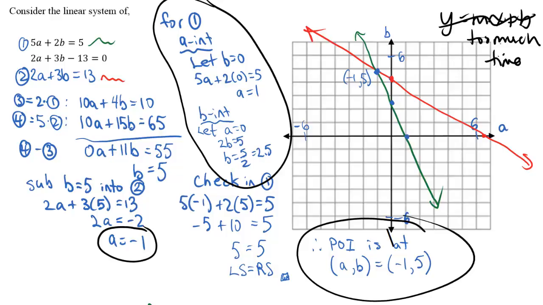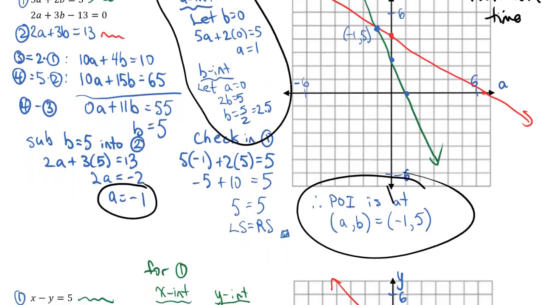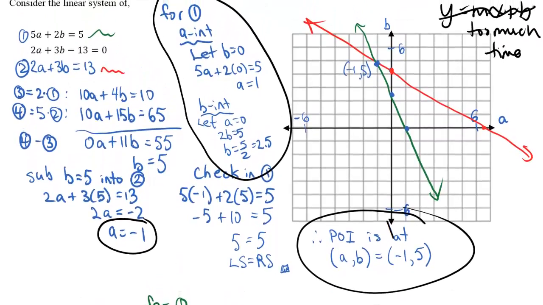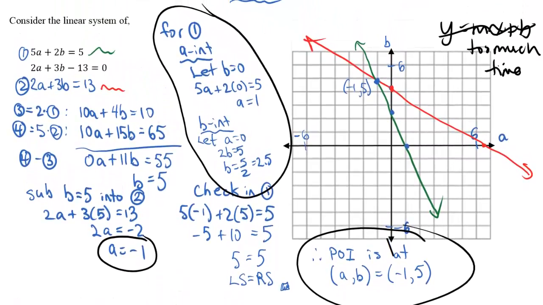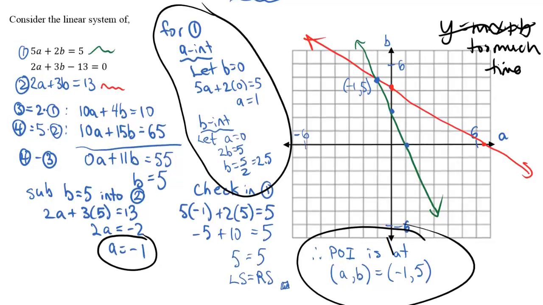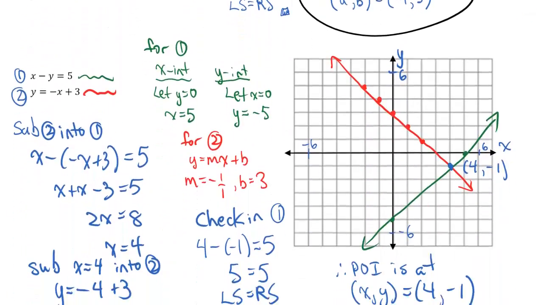Let's move on to the next question. But before we go, note that we got algebraically -1, 5, and then also visually, graphically, we got -1, 5. Same answer. That's always good. Next question.